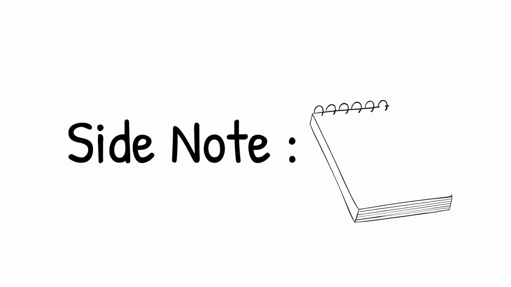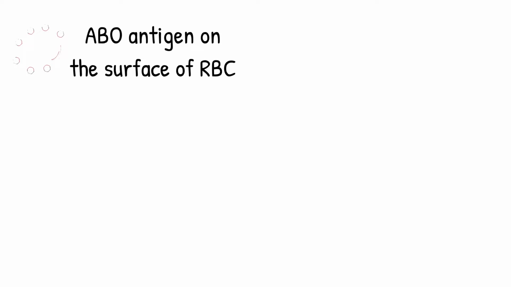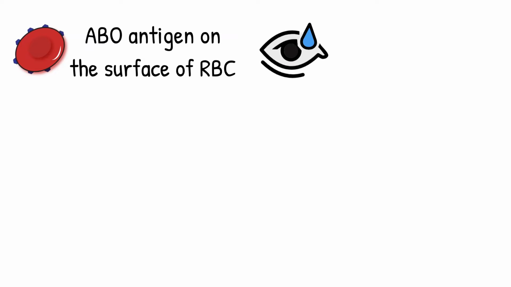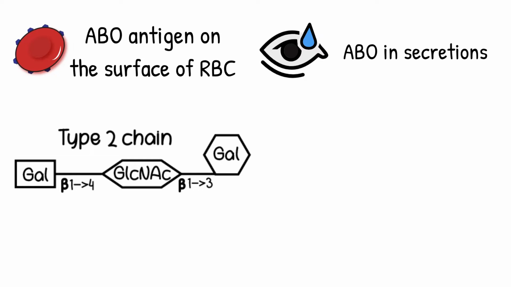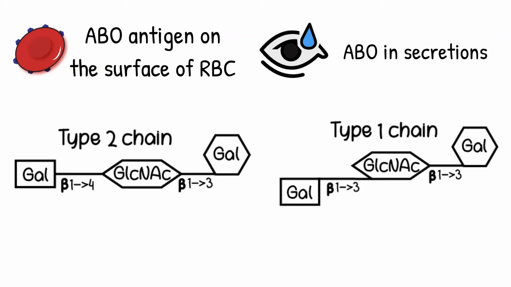Side note: in most people, the ABO antigens can be found on the surface of red blood cells and in secretions. However, the antigen structure is different. The structure on the red blood cells is a type 2 chain, but the structure in the secretion is a type 1 chain. The difference between type 1 and type 2 chain is where the galactose is attached to the N-acetylglucosamine. Type 1 chain is when the galactose is attached at a beta 1 to 3 linkage, whereas the type 2 chain is when the galactose is attached at a beta 1 to 4 linkage.